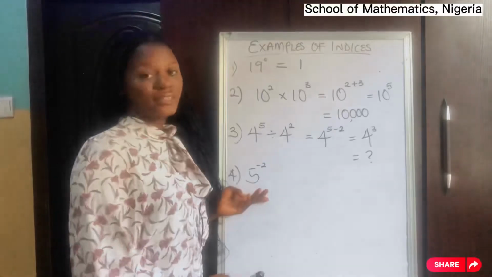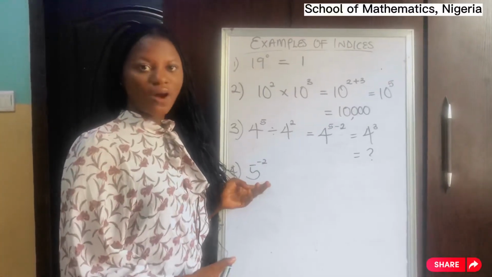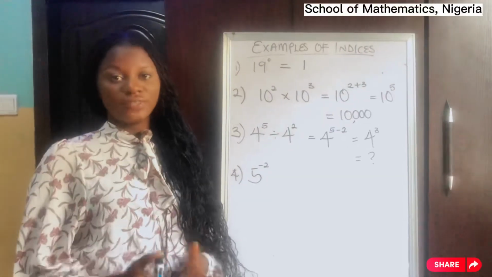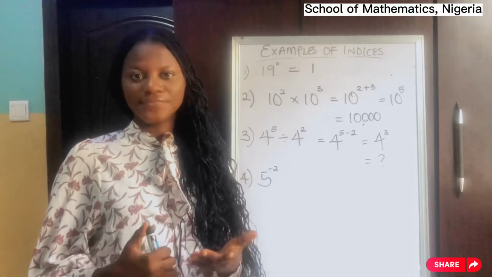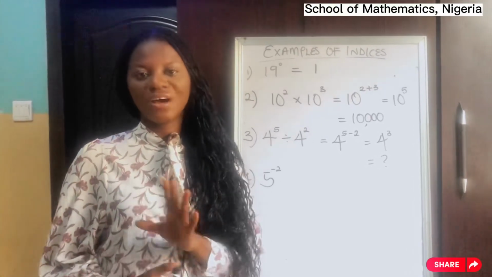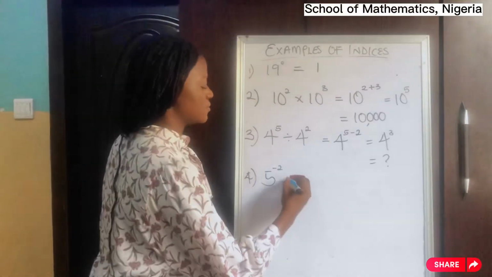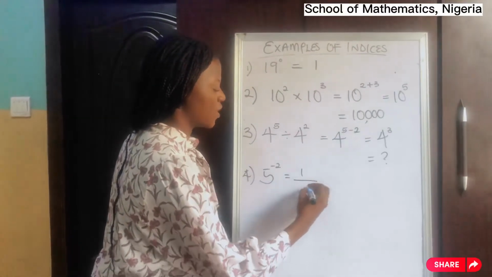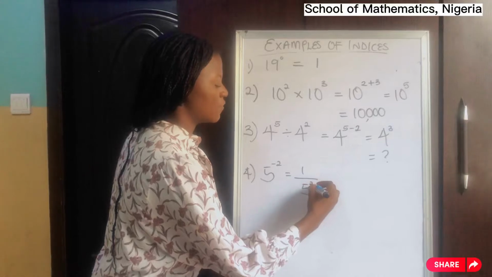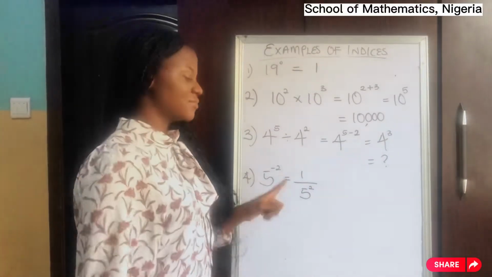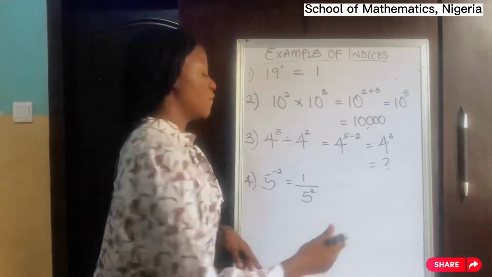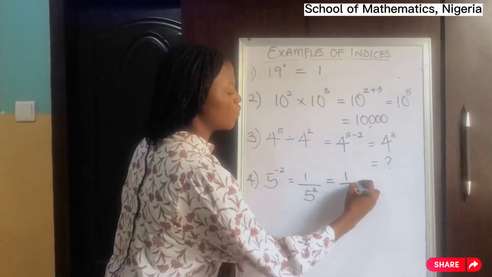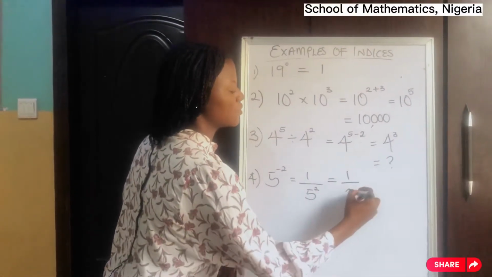So we have another example which says 5 raised to the power of negative 2. And one of the laws of indices says whenever you have a number raised to the power of a negative number, you have 1 over that number. So let's do this. We have 1 over 5 raised to the power of 2. Do you see that? The negativity caused it to change to its reciprocal form. So you have 1 over 5 raised to the power of 2, which is 1 over 25.